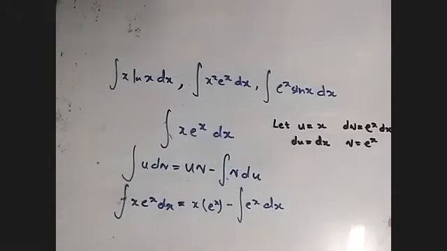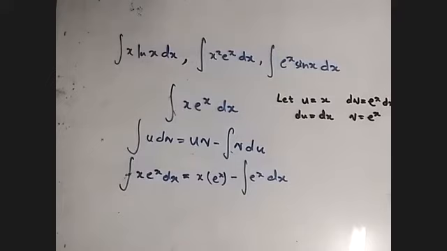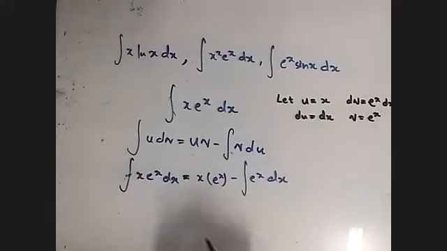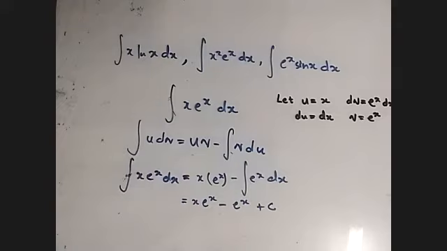The next part that we're going to do is the most critical part of this, yet the easiest thing to do, because we do know how to integrate e to the x. E to the x stays the same. So the solution becomes x e to the x minus e to the x plus c. This becomes our final answer.